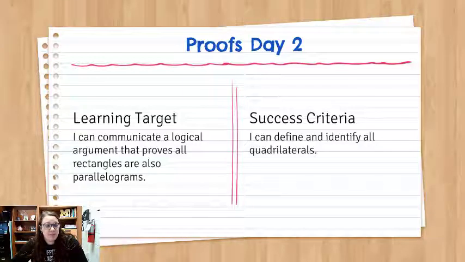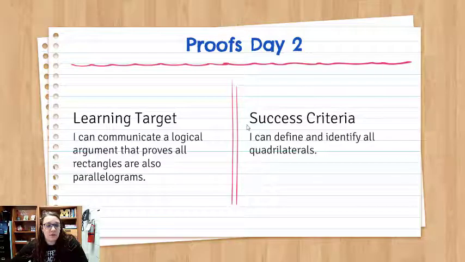Our learning target is that you be able to communicate logical arguments that prove rectangles, parallelograms, as well as other shapes are congruent. And then our success criteria is you'll be able to define and identify quadrilaterals. Let's jump in. We're going to do 3 proofs today.